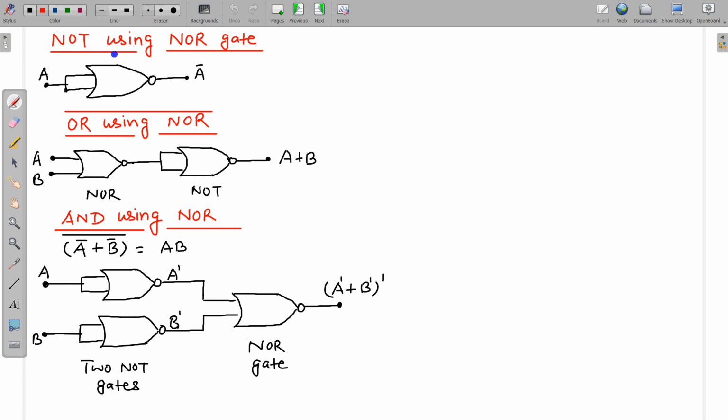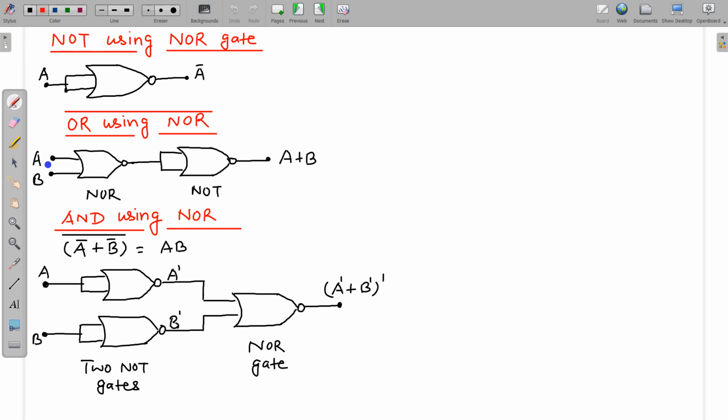Next, not using NOR gate. Now using NOR gates, we can also make some other gates. So NOT gate using NOR gate. So A is fed into this OR gate. So A or A, this is again A, and there is a NOT here. So from this we will get A, and this NOT will invert this, and we will get A bar or A prime, not A.